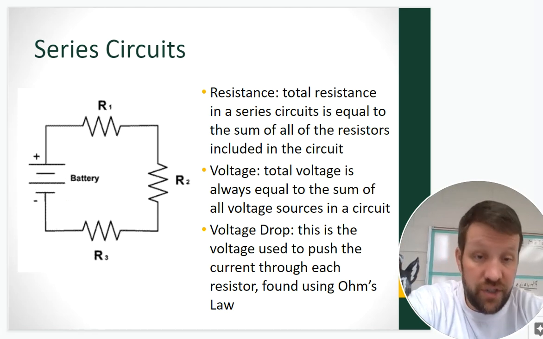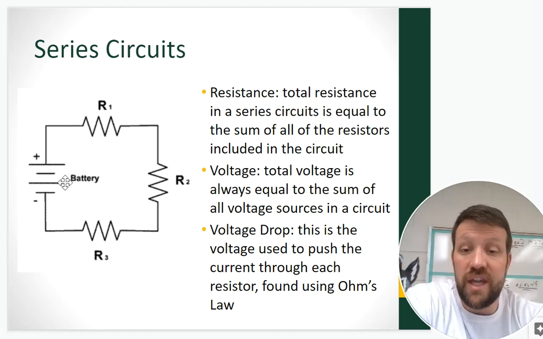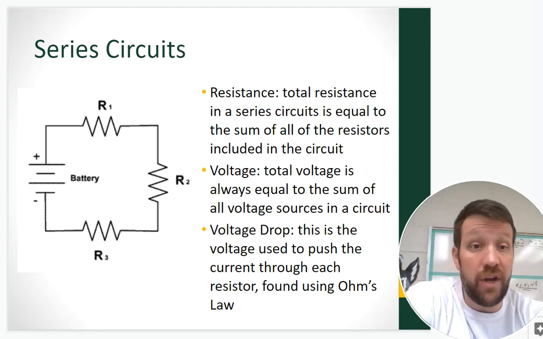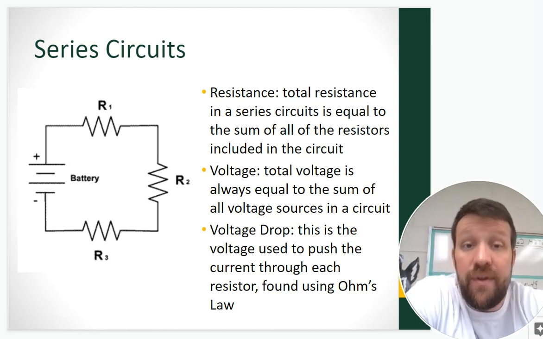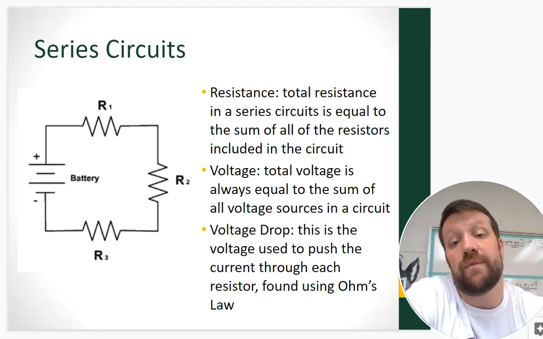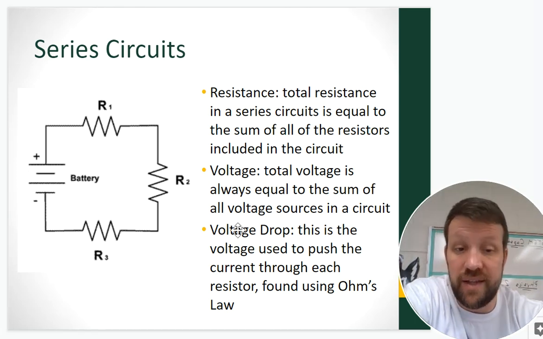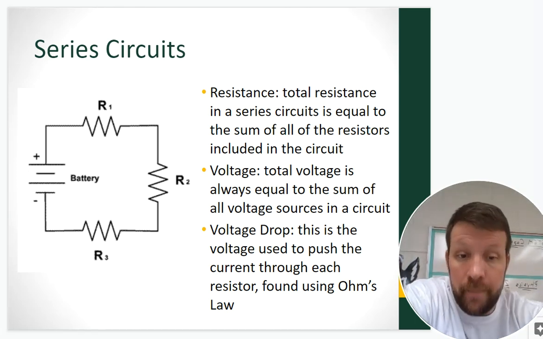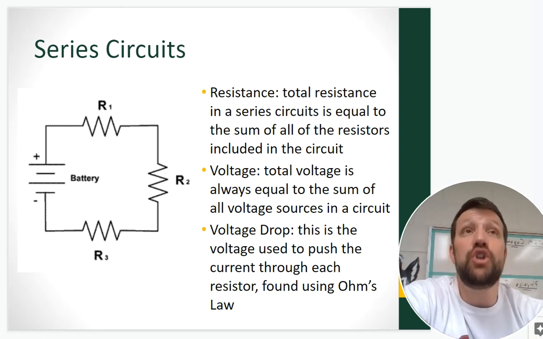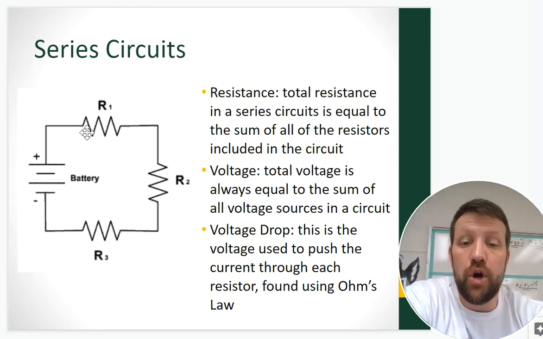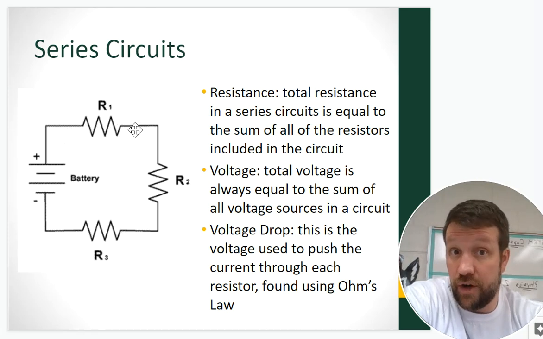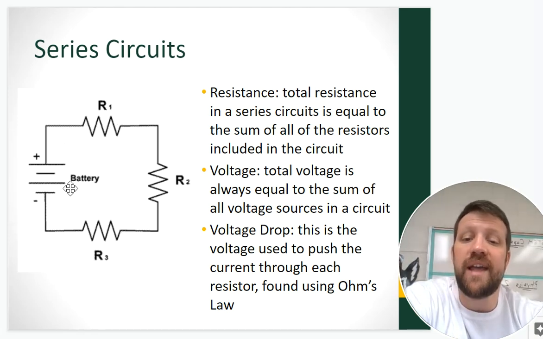The total voltage here is equal to the voltage sources. So if I went from one 9-volt battery to 2 9-volt batteries, I have 18 volts total of potential difference that's going to push the current through this circuit. Now, the voltage drop is the voltage used at each resistor to push the current through that resistor.